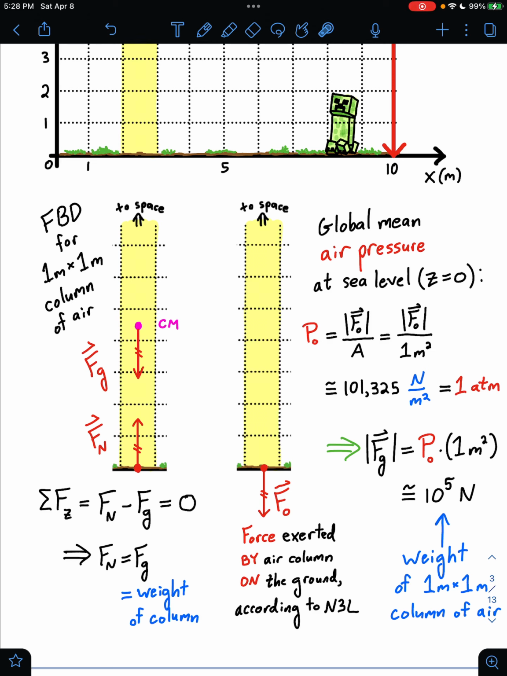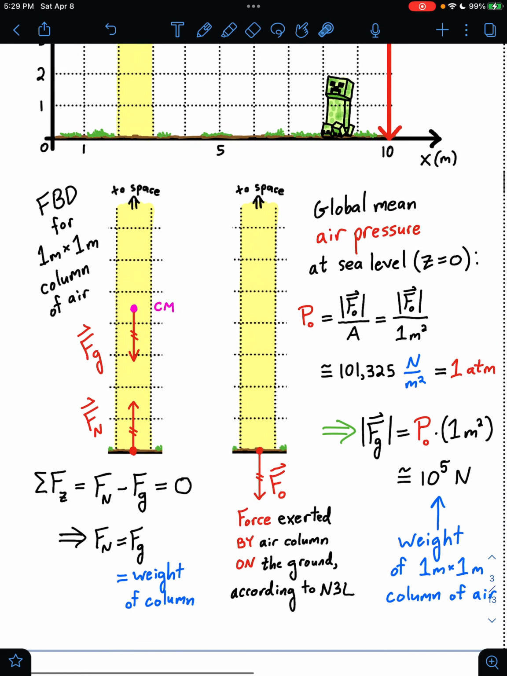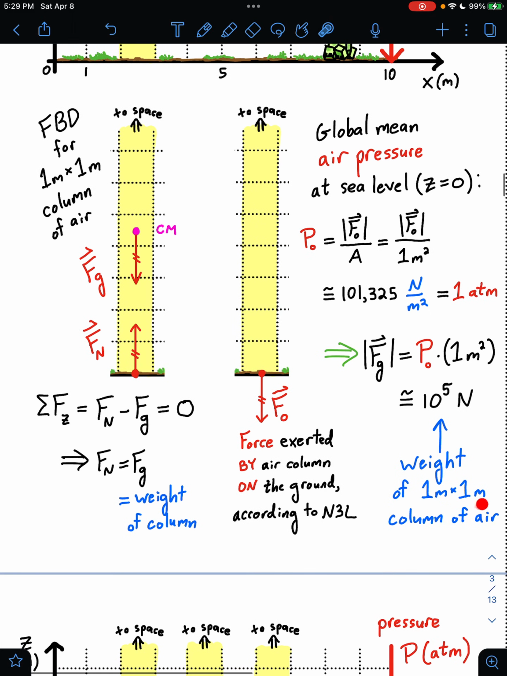So if we take this equation and multiply that pressure times the cross-sectional area of the base of that column, then we would get the weight of that column of air. So the force of gravity, or the weight on that column, equals that pressure times 1 square meter. So 101,325 newtons per square meter times 1 square meter would give us 101,325 newtons, or approximately 10 to the 5th. This is about 100,000, so 10 to the 5th newtons. That is the weight of a 1 meter by 1 meter column of air that extends all the way up to space, 10 to the 5th newtons.